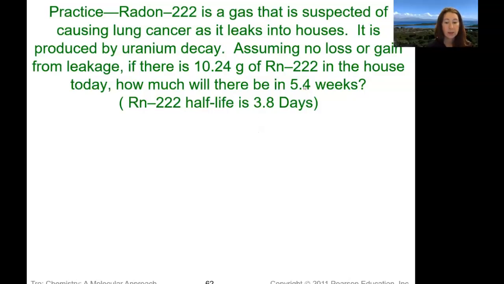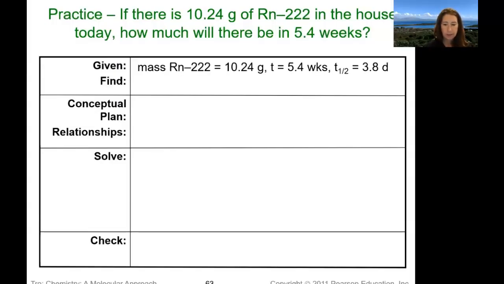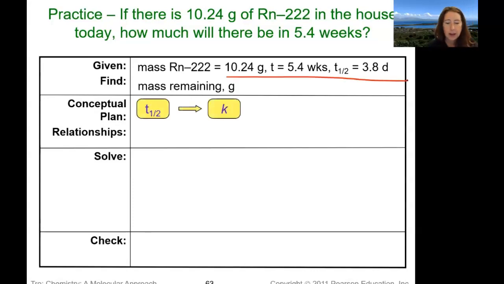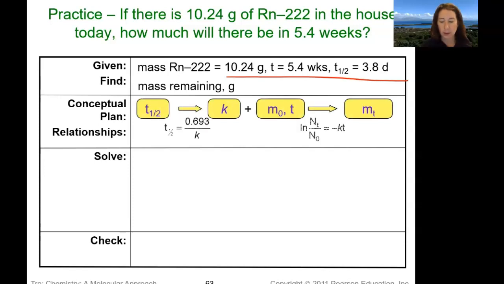All right, let's try this. So we've got to find our k and then plug it in. Here I just put everything that we need. We've got to find k from the half-life, and then we have both of these equations. And again, you can also use this one: N_t equals N_0 e to the negative kt. That's just the rearranging of the equation if you don't want to rearrange it.